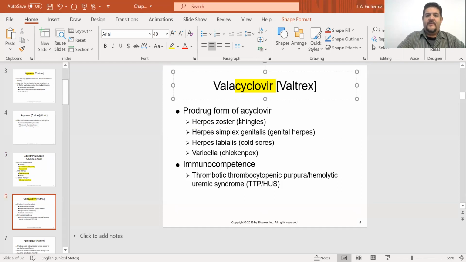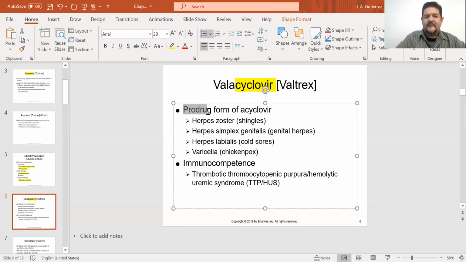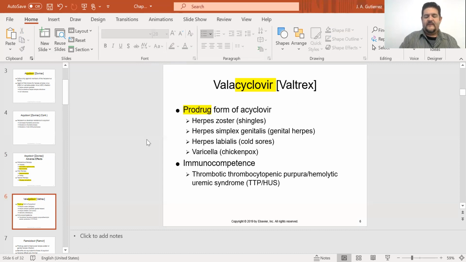Now, what is the big difference here, or the highlight? Valacyclovir is considered a prodrug. What is the meaning of this? We mentioned in class that all medications by mouth have to go to the stomach, be digested, and go to the intestine. They get absorbed, they go to the liver, and the liver is going to activate the medication in order to start functioning and have a proper effect. All this takes 30 minutes to 1 hour.